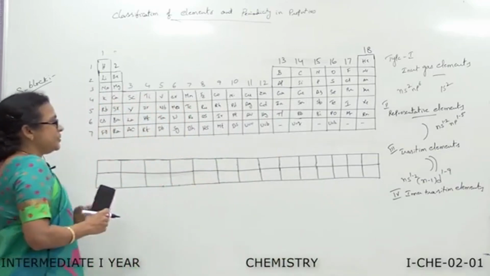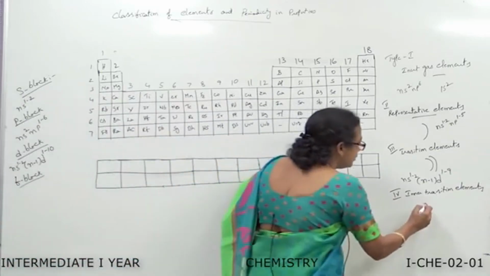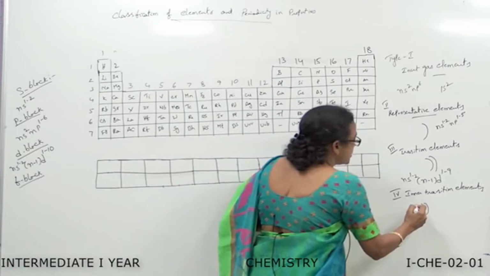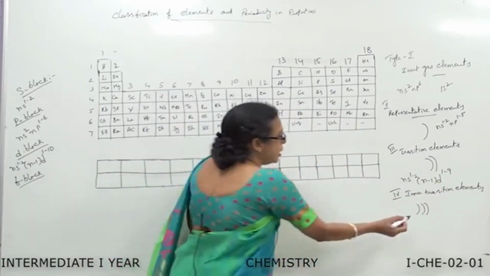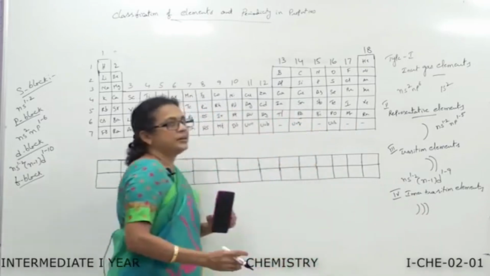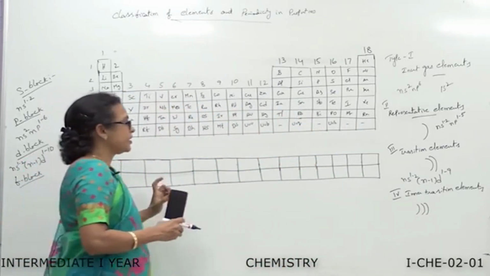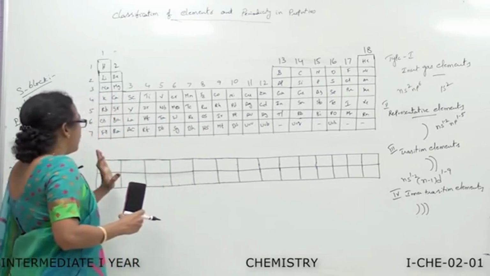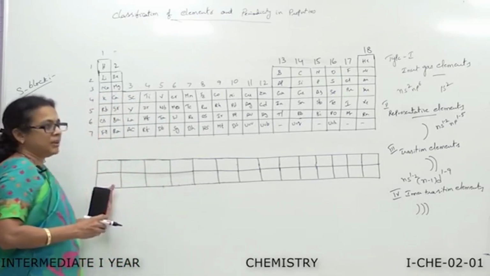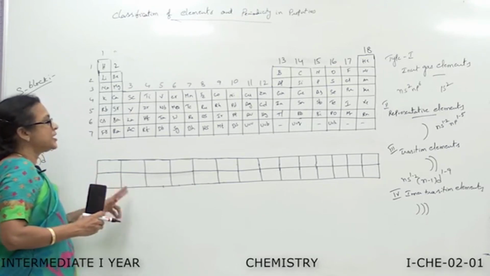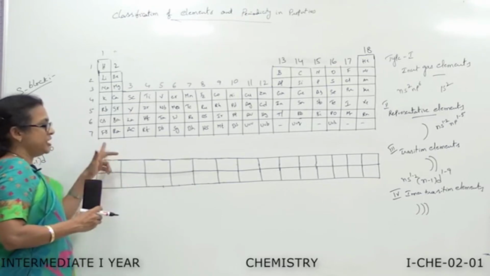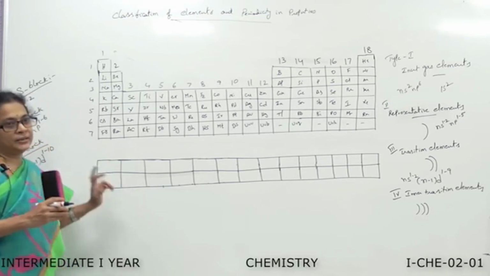In inner transition elements, the outermost shell, penultimate shell and antepenultimate shell, that means the outermost 3 shells, are incomplete. All these elements are metals. Lanthanides and actinides come under this type. These are placed below the main table separately.